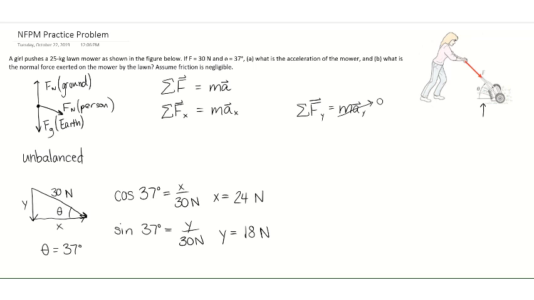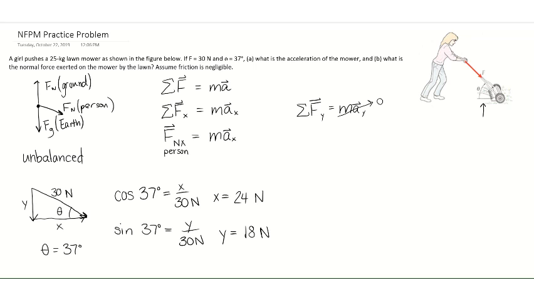Now I'll go back to my Newton's second law expressions. For my x expression here, the only force with an x component is that normal force from the person. I'll just write the word person underneath here. So that normal force from the person, that x component specifically, has to equal the mass times the x component of acceleration.